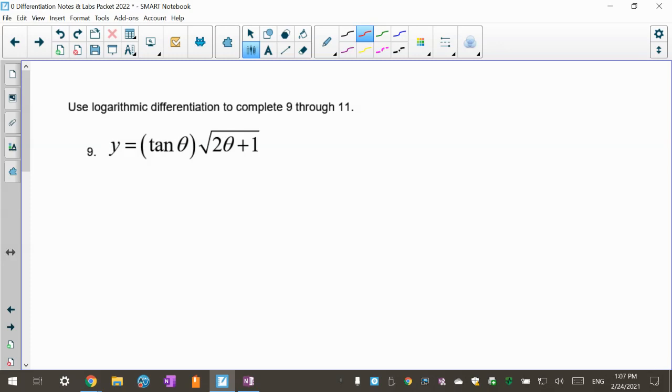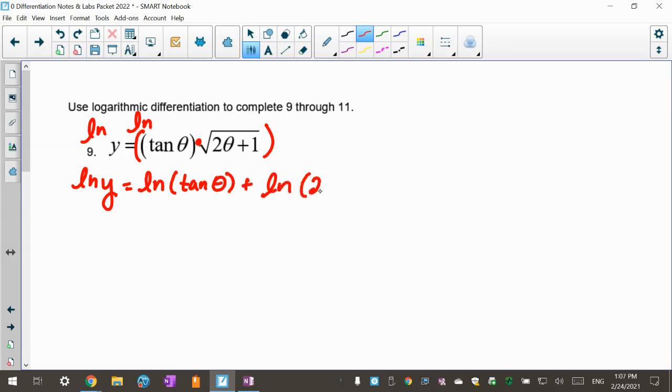When I ask you to do that, you're just basically going to natural log both sides. So I have the natural log of y equals, and because I'm natural logging this side and they're multiplied together, you can pull it apart with addition and say that's the natural log of tan theta, plus the natural log of 2 theta plus 1 to the 1/2 power, because that's what a radical is. And then I'm going to use another log rule and bring the 1/2 down.